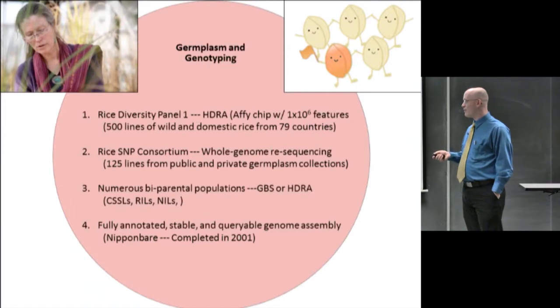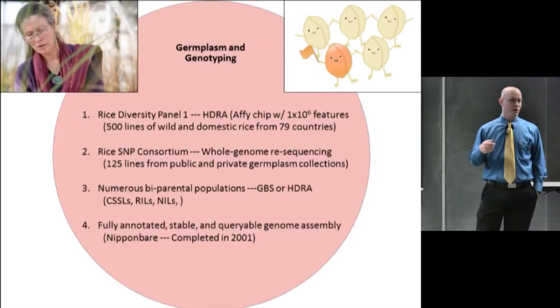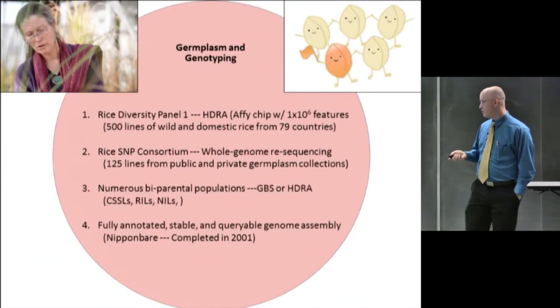And then this is where the rice community comes in. We also have a fully annotated, stable, and queryable genome assembly, and our reference genome is Nipponbare, which is a temperate japonica cultivar. And this has also been tremendously useful.